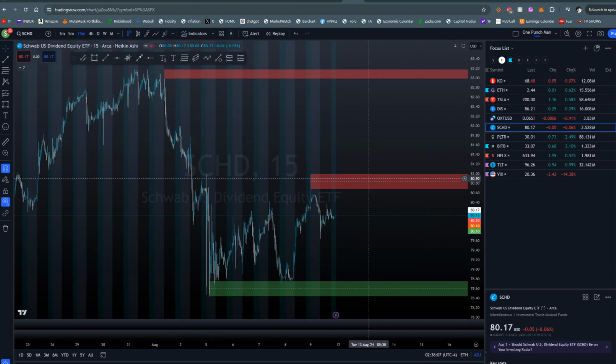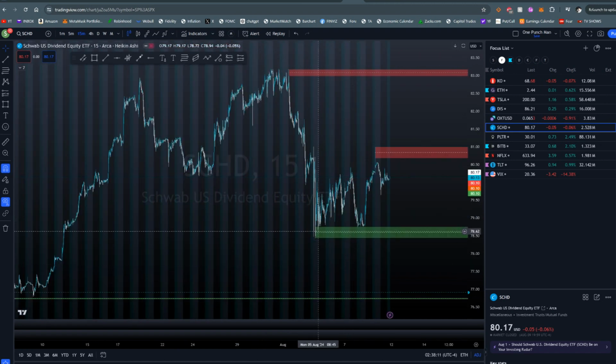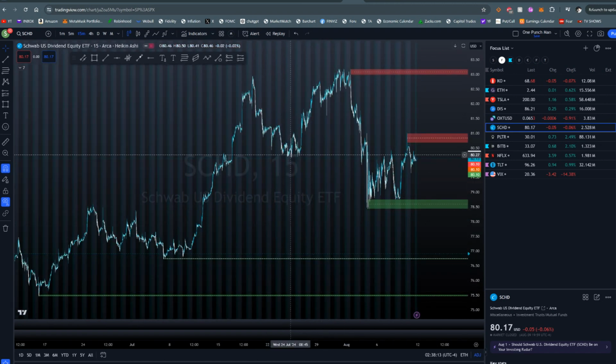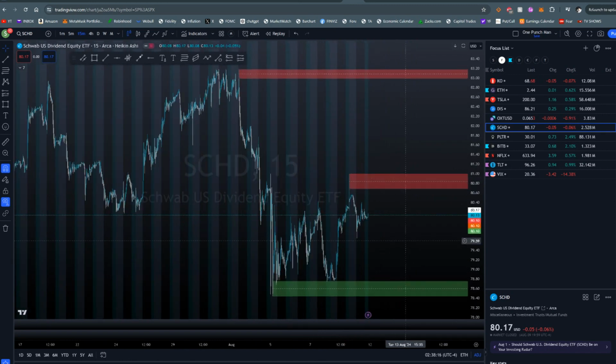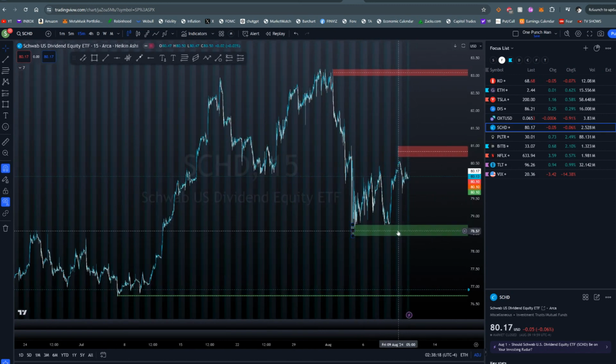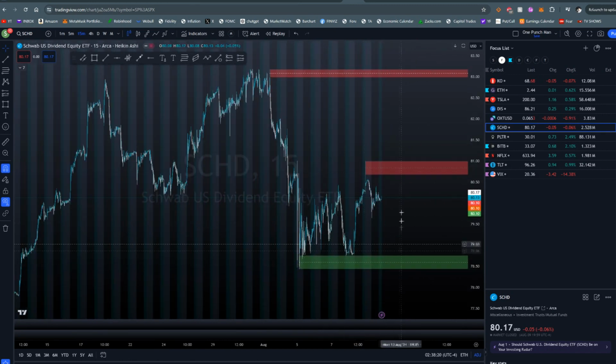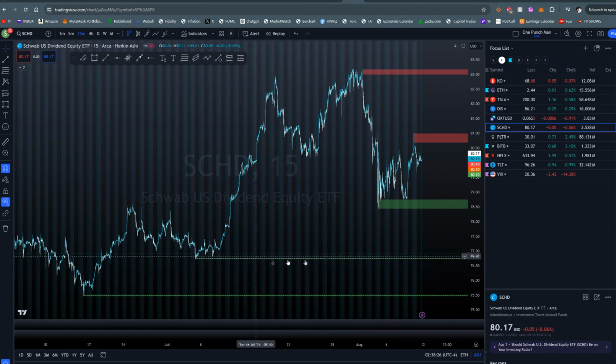But these are weak resistance. This is the main resistance. Weak support, because it just created it, it broke this support, which was the main one. Currently, let's see if it makes this the main one, if it made a significant move up, breaking this and keeps going up. But for now, this is where I look for it.